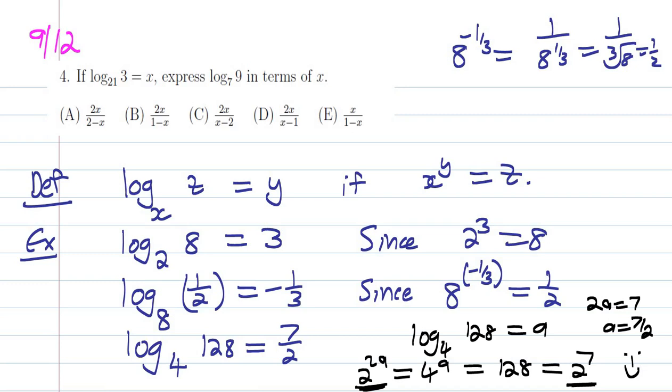Can I get smiley faces that you guys are happy with this maths? So you don't need calculators to determine 4 to what power should be 128. So if you do the maths carefully, you get the answer should be 7 over 2. Can I get one more smiley face? Alright, so log is just asking, to what power should I raise the base to give me z?